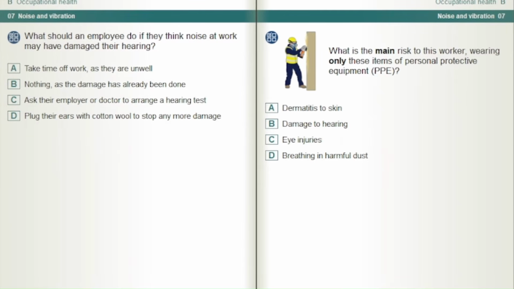What should an employee do if they think noise at work may have damaged their hearing? Take time off work as they are unwell. Nothing, as the damage has already been done. Ask their employer or doctor to arrange a hearing test. Plug their ears with cotton wool to stop any more damage.